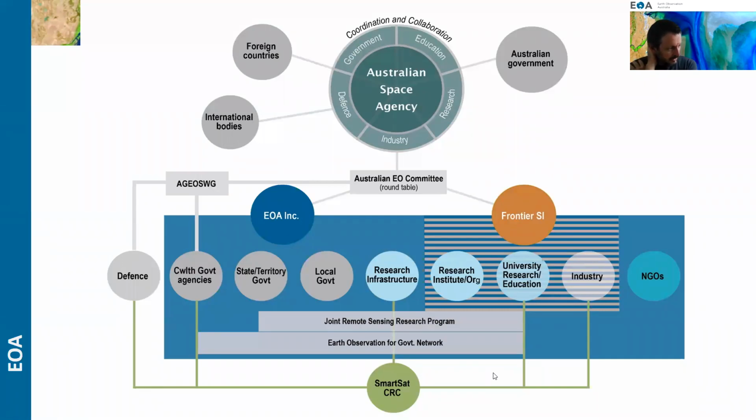Just to show that diagram again, people who are responsible for collecting, processing, delivering Earth observations sit across a range of areas. Even in the oceanic space, we're dealing with NGOs, industries, university and research institutes, research infrastructure, maybe not so much local government, although we are for coastal areas, but state and territory and Commonwealth agencies. And they use a range of different resources. So what we're trying to do here is look at how we link across the continuum there.